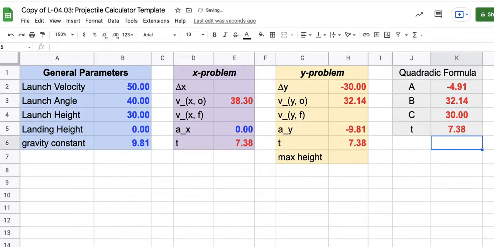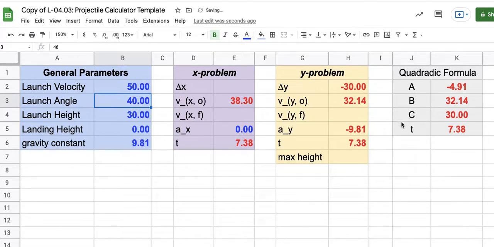And when you do all that, you should get 7.38 for this problem. And of course, if you change anything here, that should automatically update. So if we put in a launch velocity of 20 instead of 50, you'll see the velocities in the y and the x direction changed. These all changed, and now it's 4.11 seconds, okay? So we'll go back to 50 here.